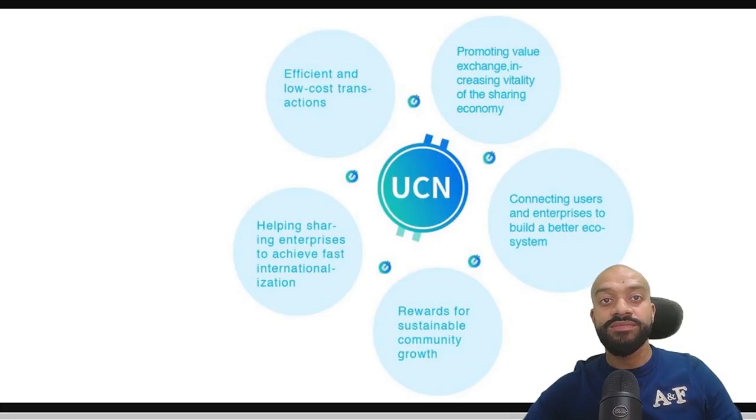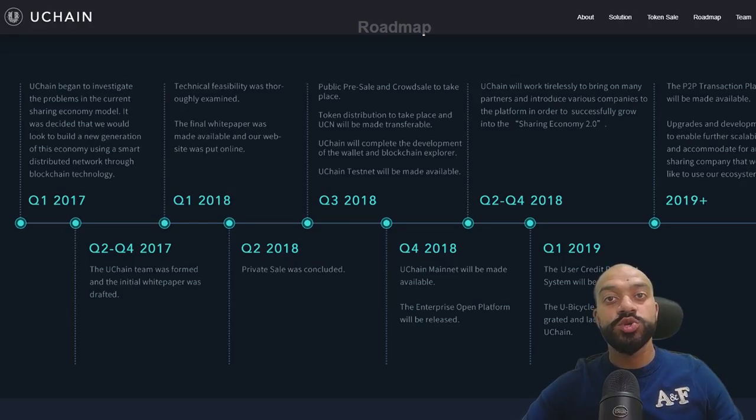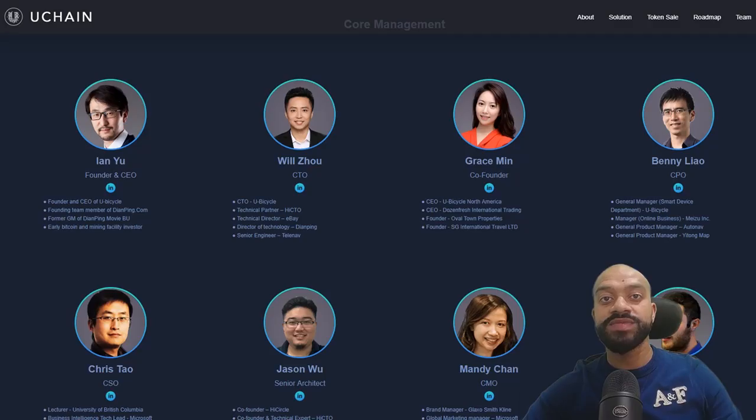Now, in terms of looking at the roadmap, key dates are Q2 for the public sale, Q3 for the testnet, and Q4 for mainnet. And in Q1 2019, they'll be looking at onboarding the UBicycle dApps, which we'll talk about in more detail a bit later on. Now, in terms of the team, most of the core management team appear to have around, if not over, 10 years of industry experience, with the exception of a few. The founder and CEO, Ian Yun, is also the founder and CEO of UBicycle, which according to UChain is the 4th largest sharing platform in the world.